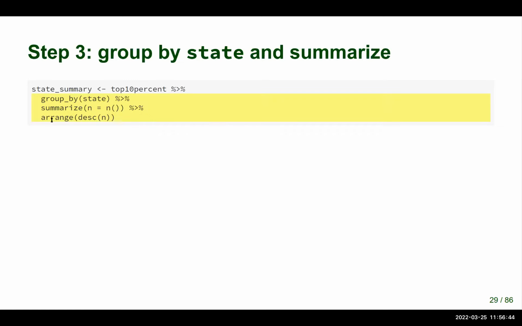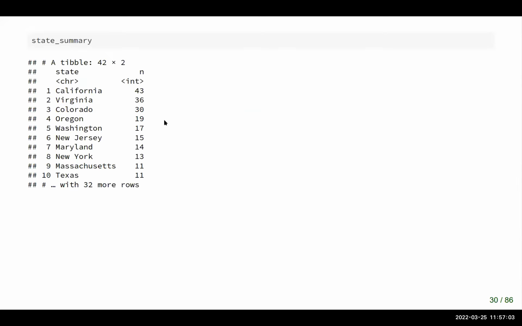The last method I'm using from the tidyverse here is arrange, where I'm arranging the data set now in descending order of this new n column, which is calculated from the n function. And the n function just gives you the number of rows. So in this particular case, the result I'll get back will look like this. That'll be my state summary. So let's run that in R.